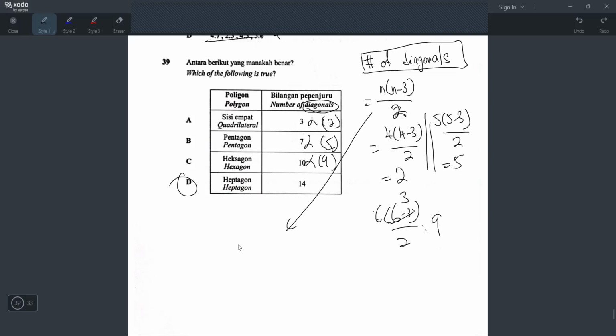So let's try to calculate. Heptagon has how many sides? 7. So 7 bracket 7 minus 3 over 2, and let's see whether I get 14. 7 minus 3 is 4. 4 times 7, 28. 28 divided by 2 is 14. Yeah, you really get 14. So D is the answer.